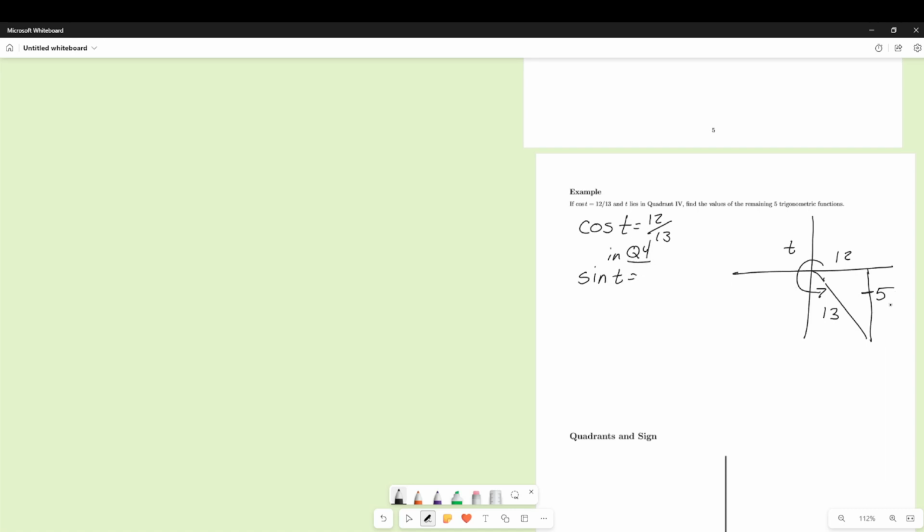So the sine of t, y over r, is negative 5/13. Tangent of t, y over x, is negative 5/12. Our secant of t is 13/12, the reciprocal of our cosine. Cosecant of t is negative 13/5, the reciprocal of our sine. Cotangent of t, I always hate cotangent of t. We kind of need the parentheses there. Reciprocal of tangent, negative 12/5.